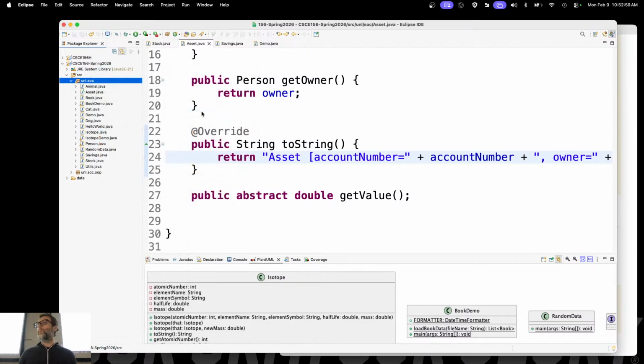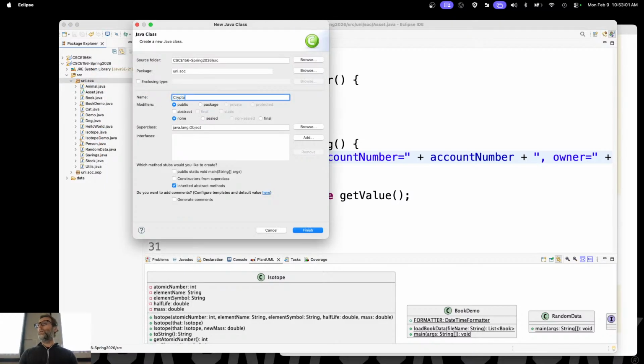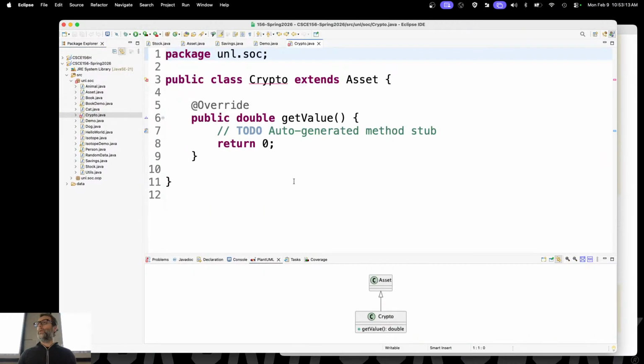So let me go ahead and create a new class over here, and I'll just call it crypto. And by the way, you can do this when you're generating this stuff. The superclass will be the asset class. That'll automatically generate a bunch of code for me. There we go. It has a getValue method. We need to determine that now, just as this to-do says. We need to figure out what to do there.